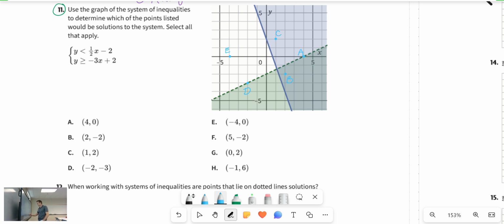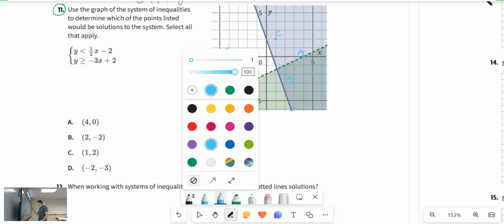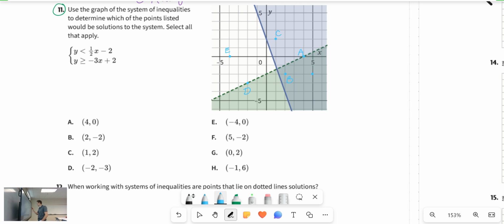F is at 5, -2. So we go over to the right 5 and down 2. So that is our point F. G is at 0, 2. So 0, 2 is here. Oh, it's right next to C. Interesting. So G is right there.